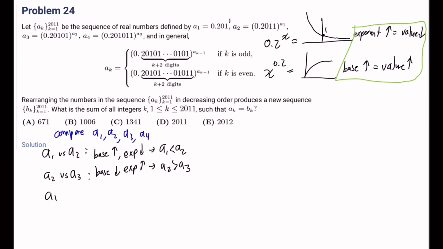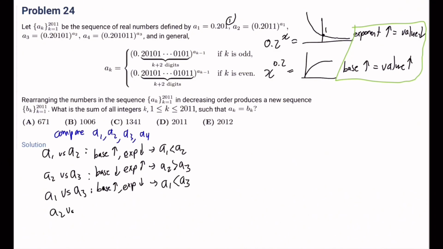Next, A1 versus A3. This is going to give us that A1 is 0.201 and this is 0.20101, so that means the base went up. And the exponent went from 1 to A2, so it decreased. The exponent decreased. This gives us that A1 is less than A3.